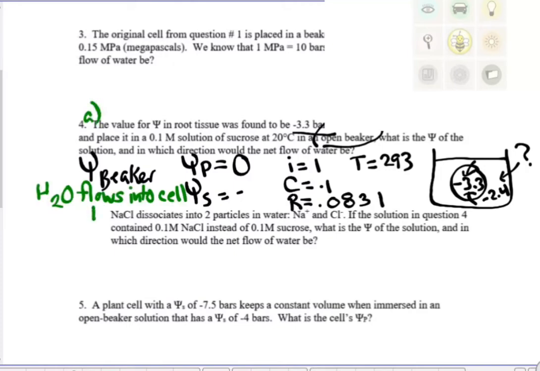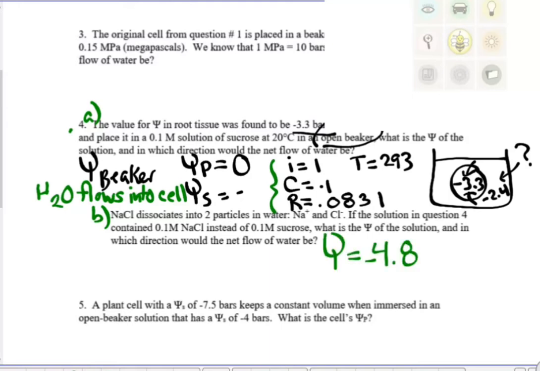Now take a look at this second part of the question. I'm labeling it part B, and it's asking you if you had NaCl instead of sucrose, would this change the direction of water flow? In which direction would the net flow of water be? And what I want to encourage you to do is be smart when you get questions like this. You don't need to calculate the entire water potential over again. The only thing that's changing is your ionization constant. Your ionization constant is now doubled, which means your solute concentration will also double. Instead of being negative 2.4, okay, it's going to be negative 4.8.